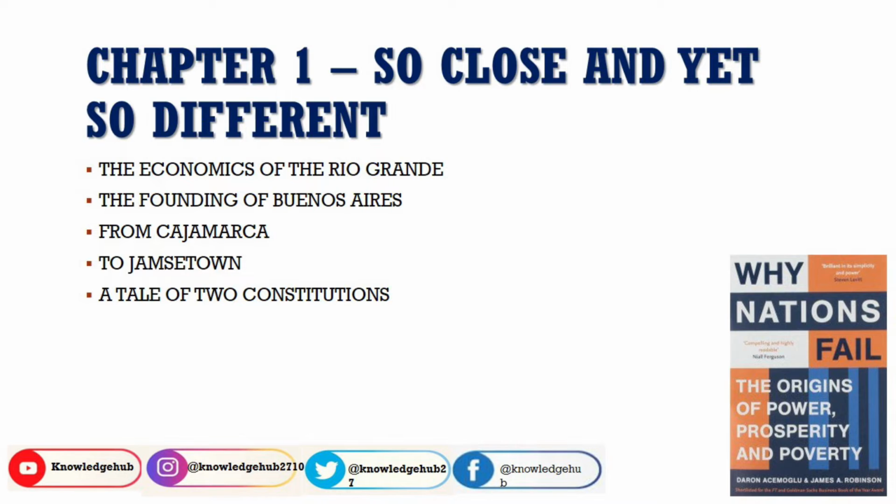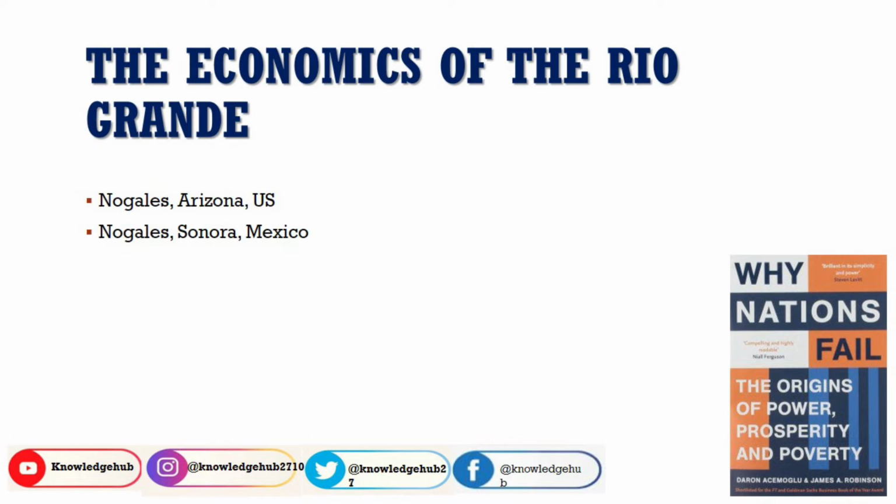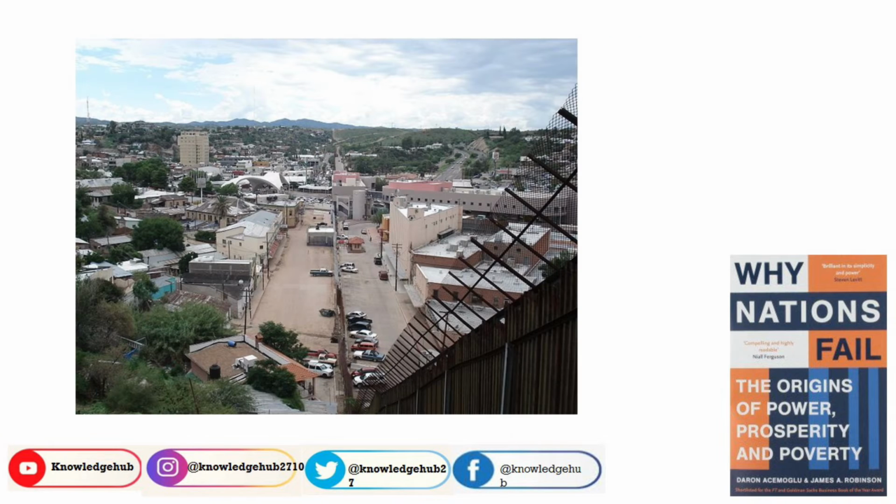So let's move on to section number 1, which is The Economics of the Rio Grande. This is basically about two cities. In this section, Acemoglu and Robinson describe the city of Nogales, which is divided by the US and Mexico border. In Nogales, Arizona, most residents have at least a high school education, but on the other side, in Sonora, there is no such thing.